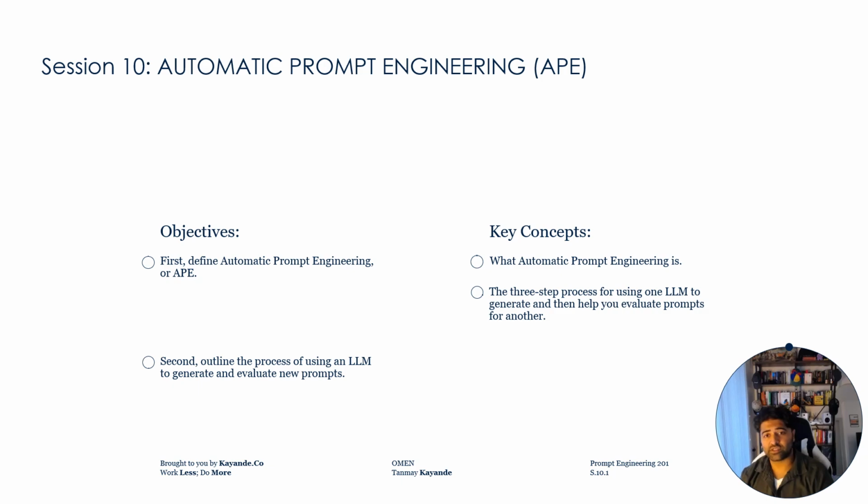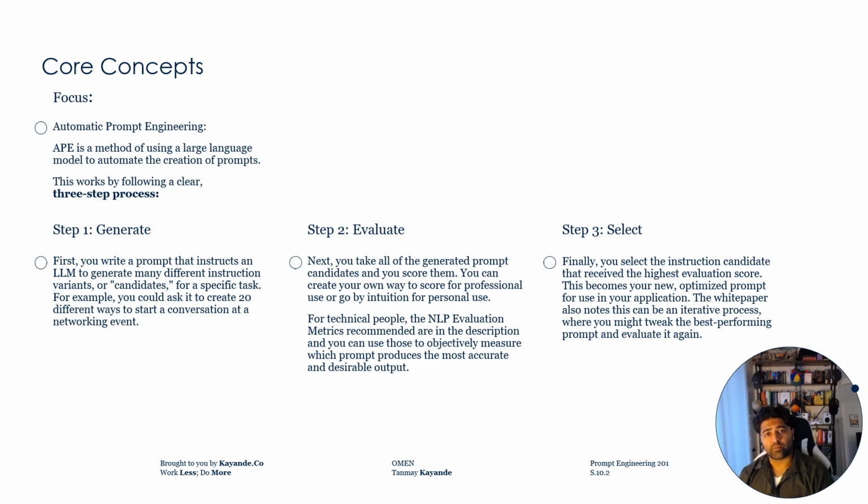By the end of this session, you'll be able to define automatic prompt engineering, or APE. Second, outline the process of using an LLM to generate and evaluate new prompts. To get there, we'll cover 2 key concepts: what automatic prompt engineering is, and the 3-step process for using one LLM to generate and help you evaluate prompts for another. All the details for the APE method, if you're following along on the white paper, can be found between pages 40 and 41.